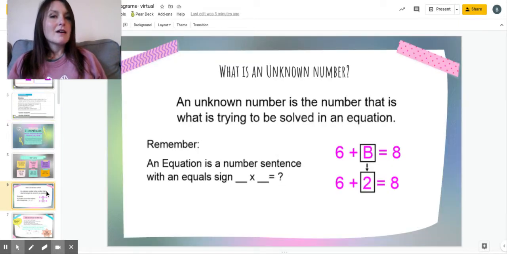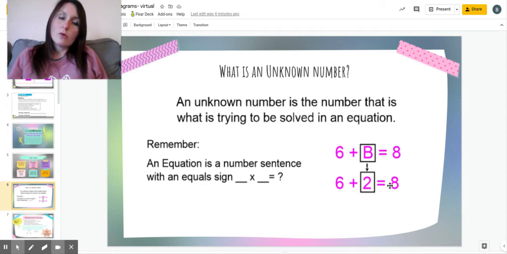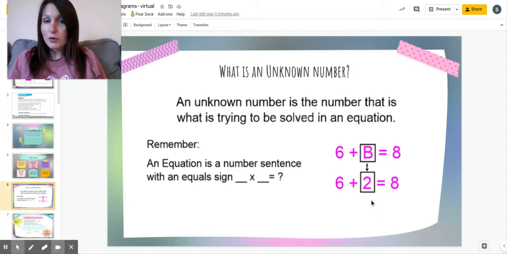Now, what does it mean, the unknown? Well, an unknown number is the number that is trying to be solved in an equation. For example, like this is 6 plus b equals 8, right? You could put a question mark here. You could put the letter C, right? You could put anything here to represent this missing number, this unknown number. So what is 6 plus what equals 8? Well, 6 plus 2 equals 8. That means b equals 2. That's what the missing number is. That's what that unknown number is, 2. So you just have to put some type of symbol there or letter to represent that.